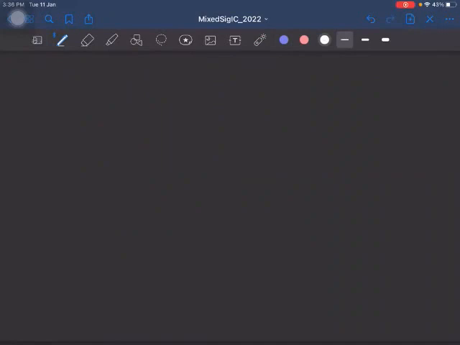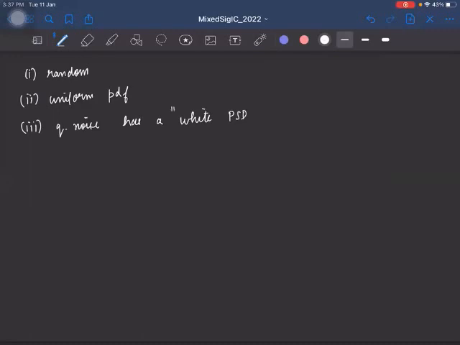So let's get back to our quantization noise business. In the last class, we saw that for the quantization noise, we assumed two things. One, we assume that it's a random signal. Second, we assume that it has a uniform PDF. In practice, we make one more assumption, that the quantization noise has a white spectrum, or a white power spectral density. That is, we treat it as a white noise.